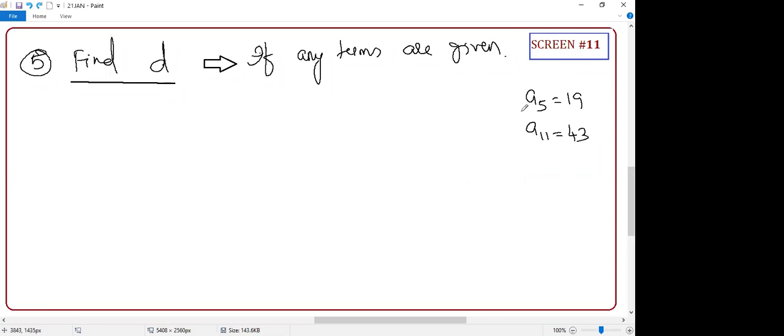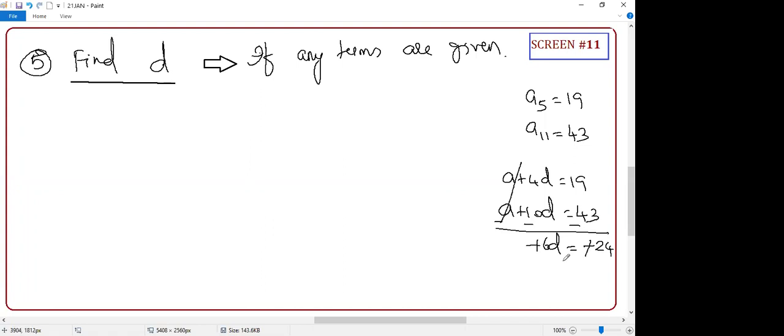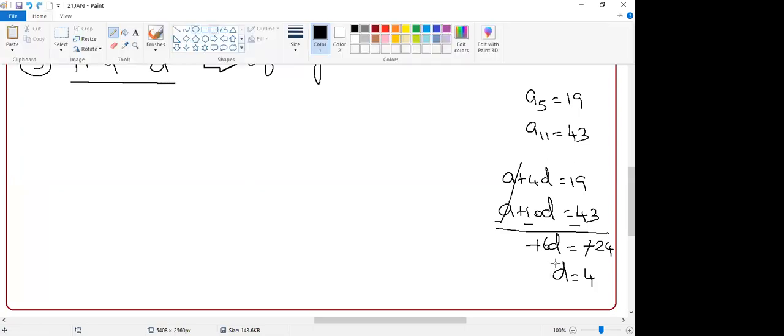Sir, the 5th term we write as A plus 4D equals 19. Similarly, A plus 10D equals 43. Then what will you do? You will change the equation sign, equation 1 minus equation 2. So basically you get minus 6D equals minus 24. So D equals 4. Guys, how are you finding D? By forming the equation. You are basically solving a linear equation.